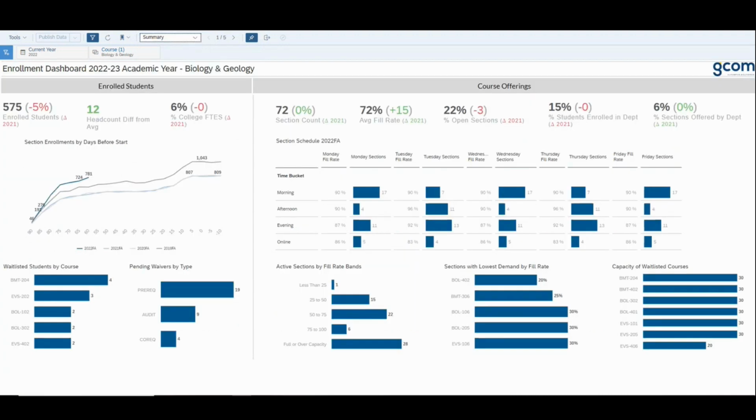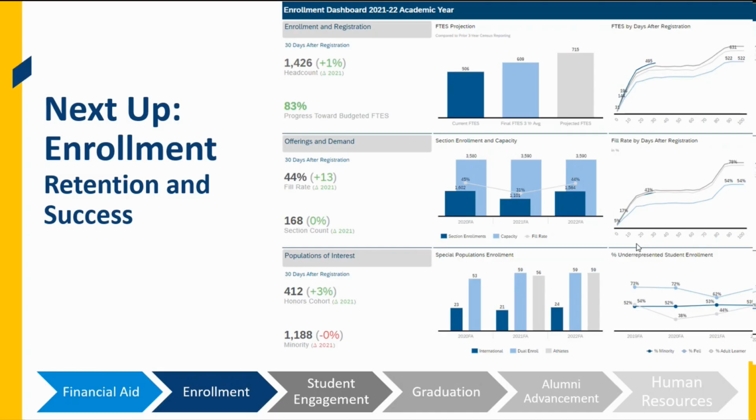These examples are meant to illustrate how GCOM will configure operational dashboards to support registration and scheduling at your institution. We hope that you can see how our SSA Cloud enrollment model can help your institution take action with your data.